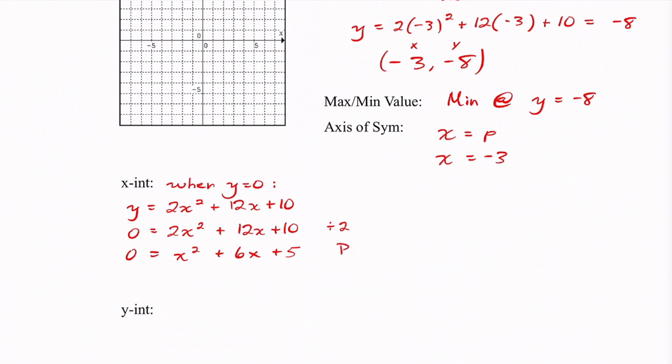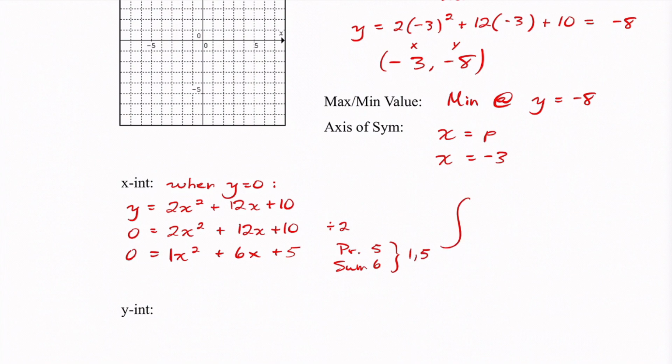Okay, and then I'll do my product and my sum. So the product is 1 times 5. So the product is 5. And the sum is the middle term. So it's a 6. The two numbers that multiply to 5 and sum to 6 are 1 and 5.